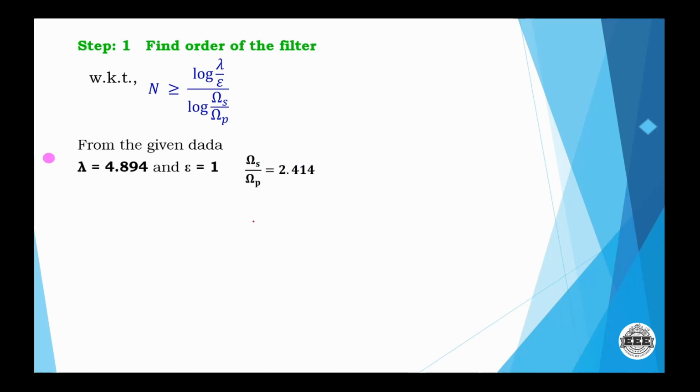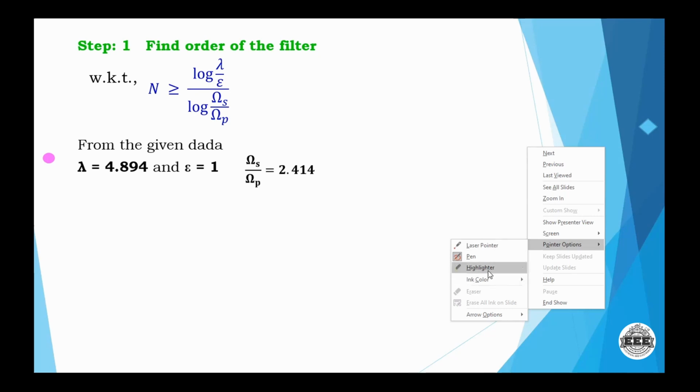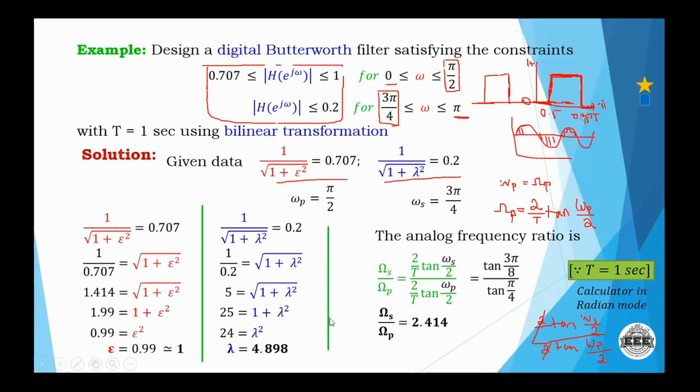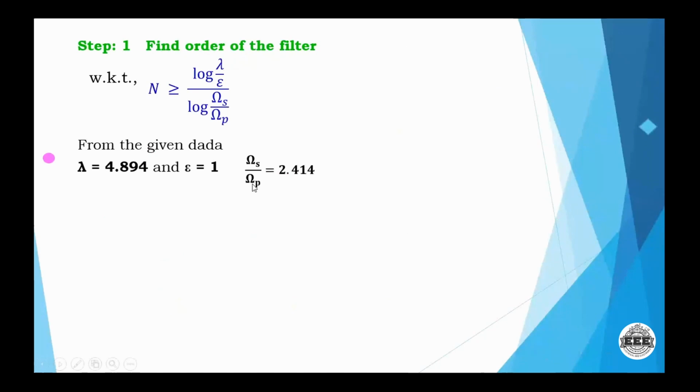What is the formula? We know that n is greater than or equal to log of lambda by epsilon, divided by log of stop band frequency divided by pass band frequency. From the given data, we have determined lambda is 4.898, epsilon is 1, and the pass band frequency and stop band frequency, which we determined in the previous step itself. We can see here the lambda value, epsilon value, pass band frequency and stop band frequency. So these are the given data.